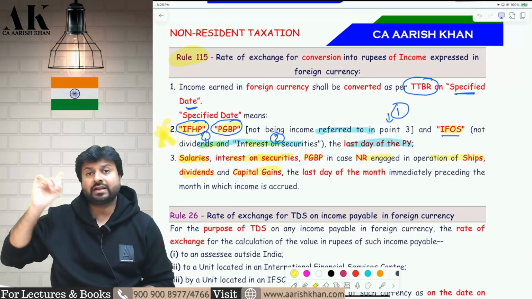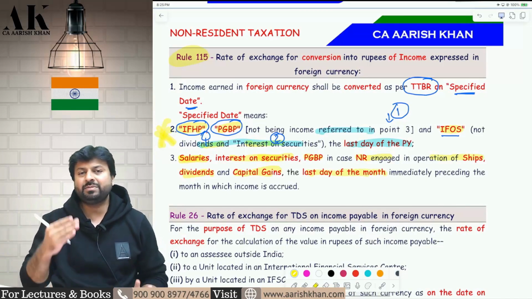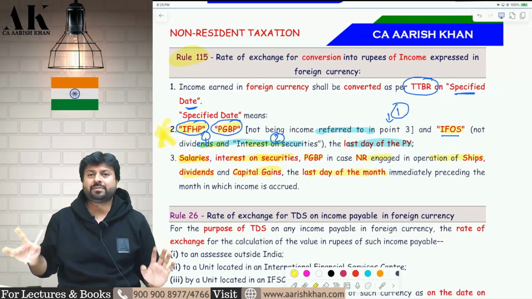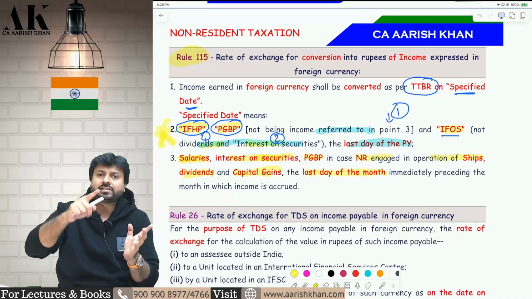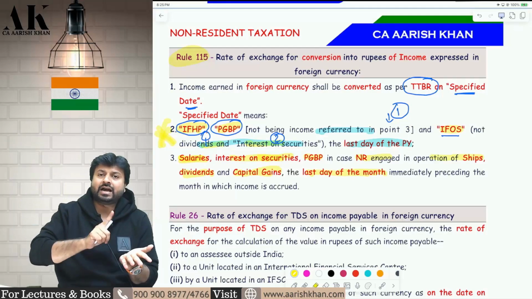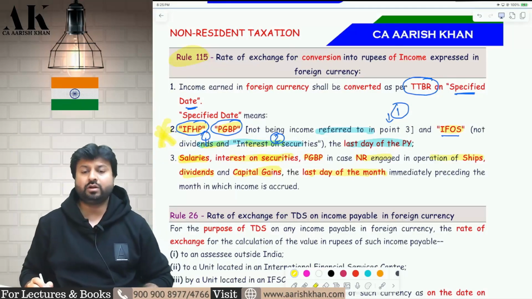For capital gains, you will take the last day of the previous month. So just remember point number 2, rest all you can say is a balancing figure. Income from house property, last day of the financial year. PGBP except non-resident shipping business, last day of the previous year. IFOS except interest on security and dividend, last day of the previous year. I hope it is clear to all of you.